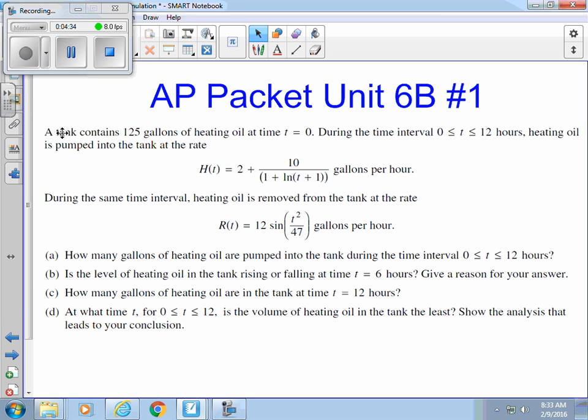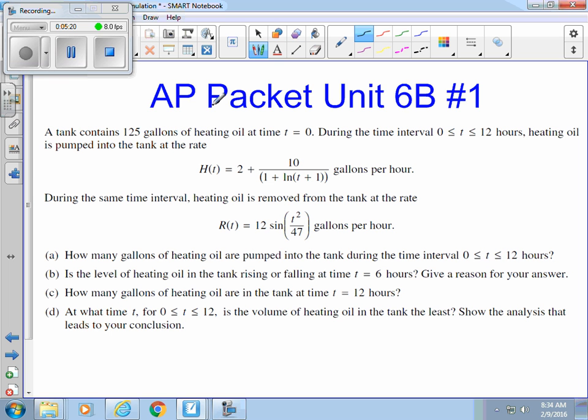This is written on your AP Packet 6B. A tank contains 125 gallons of heating oil at time t equals 0. During the time 0 to 12 hours, heating oil is pumped into the tank at h of t gallons per hour, and it's removed at r of t gallons per hour. Did y'all find it? Yes, it is. Any questions so far?